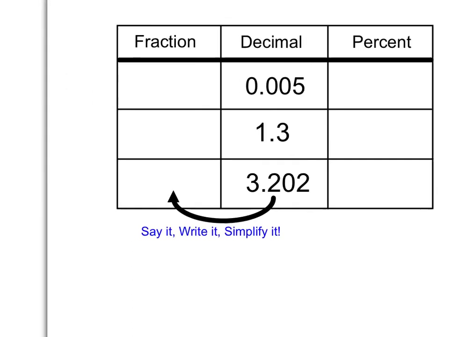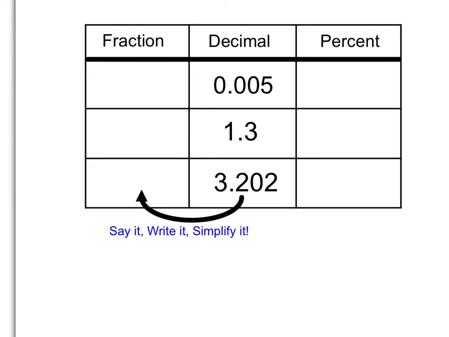So I'm going to say this decimal, 0 and 5 thousandths, and I'm going to write it 5 over 1,000. Now I can divide the top and bottom by 5, and I get 1/200th. If I have a whole number, I'm just going to write that as my whole number first, and then write the decimal part, 3/10. 1 and 3/10 is in simplest form.